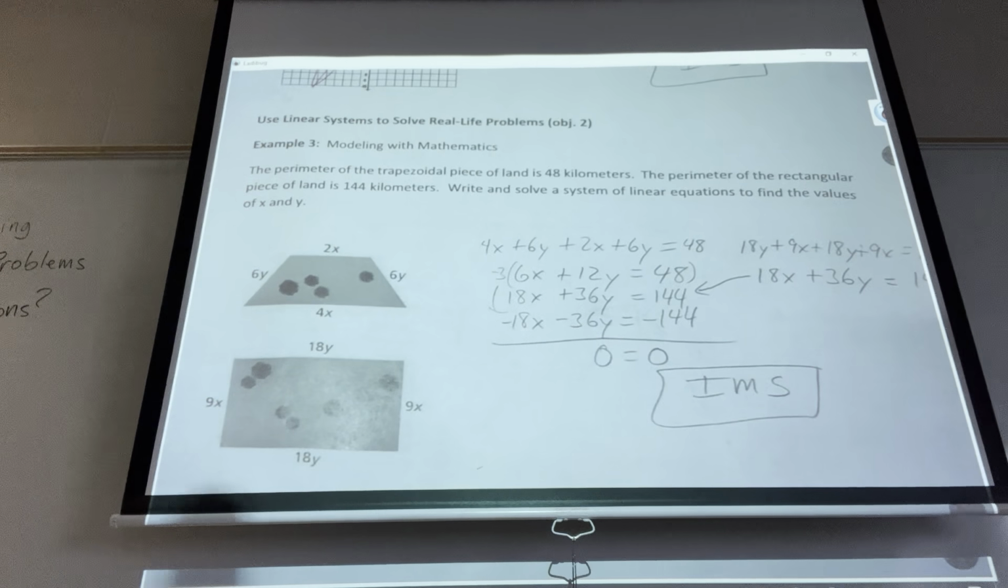Yep, infinitely many solutions. So that just seemed like a real dumb problem, in my opinion. I am wrong. Yeah, so class, what do you guys think about the special cases? Are you guys good? This is our last lesson before we test. We're going to have a quiz tomorrow.